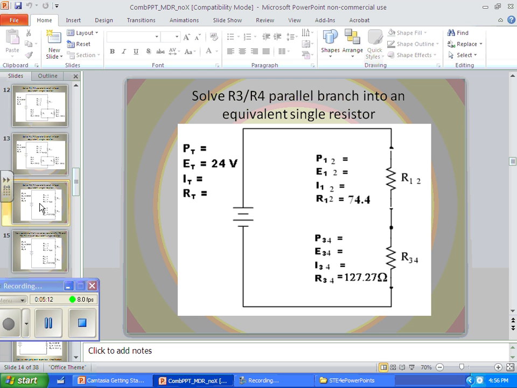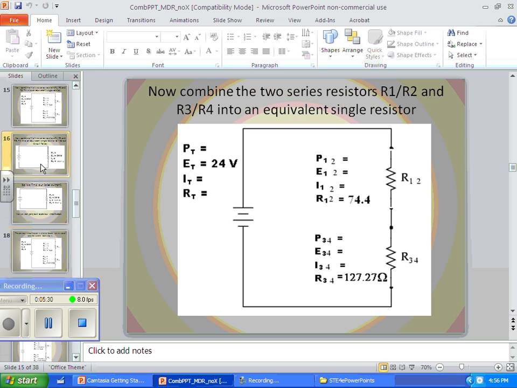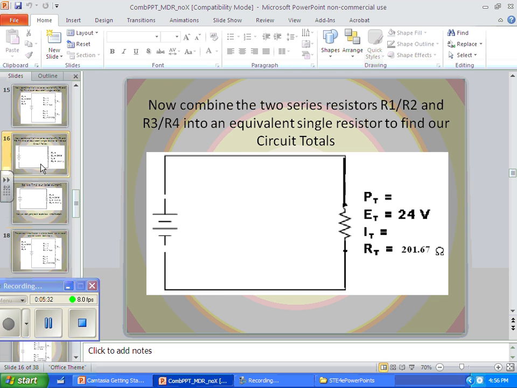127.2727272727. Okay, let's just call that 127.27 for the moment. Now we have resolved our two parallel branches and we only have two in series. But is that simplified down to one resistor? No, it's not. Let's go to the next one. We now add those together and we get 201.67 ohm total. Is that correct?